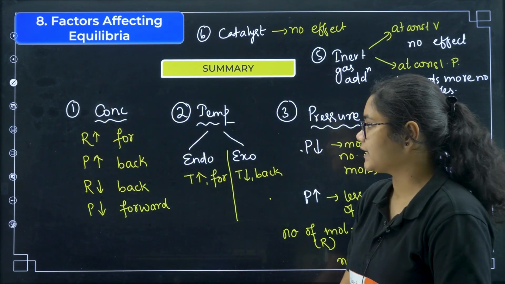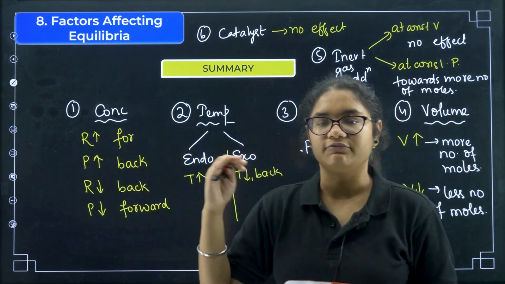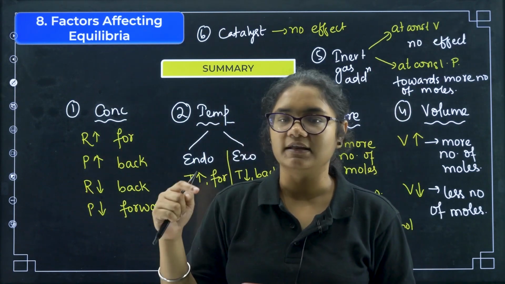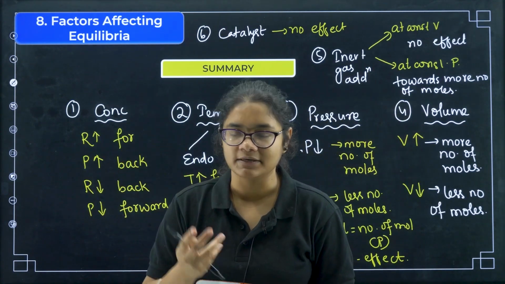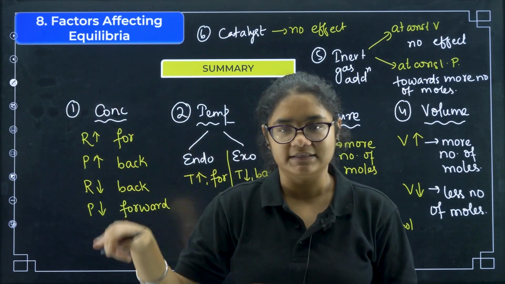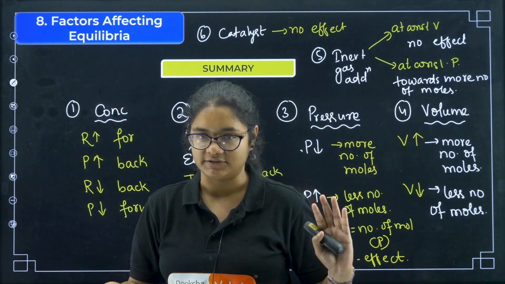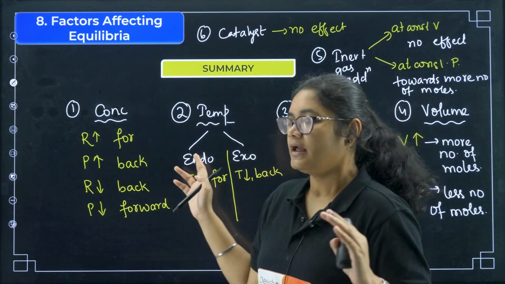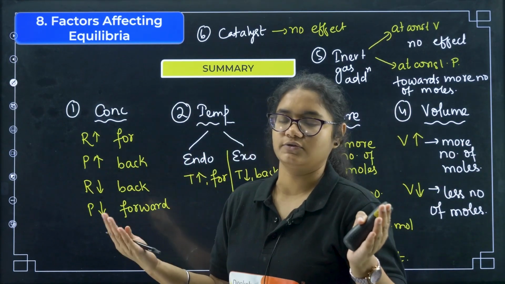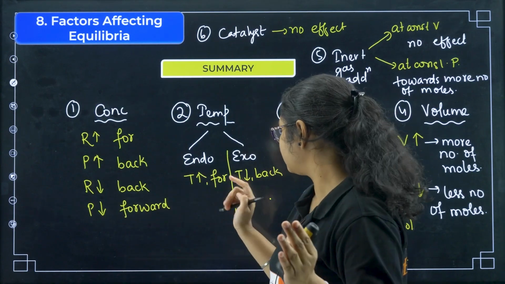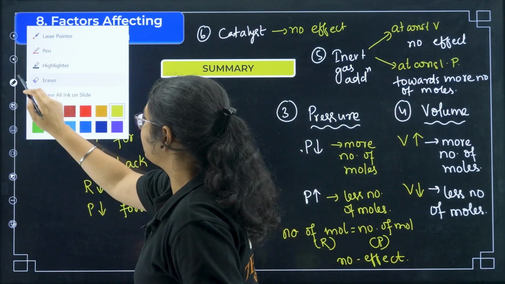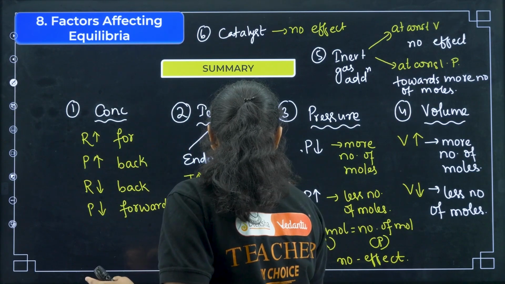You have seen, once again let us revise. Concentration: if you are increasing the reactant concentration, forward direction; decreasing the reactant concentration, backward reaction; increasing the product concentration, backward reaction; decreasing the product concentration, forward reaction. Endothermic, temperature increased, forward direction. Exothermic, temperature decreased, forward, sorry, here one small mistake. Exothermic, temperature decreased, forward reaction.